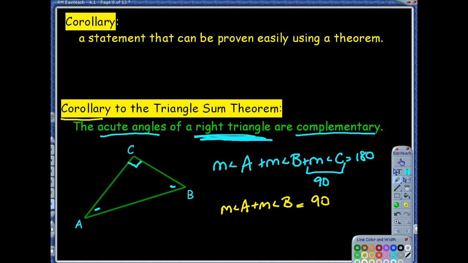So it's just an additional extension off of the theorem. What if you forget the corollary? It's not a big deal. You can always use the triangle sum theorem, and I see a lot of people doing that.